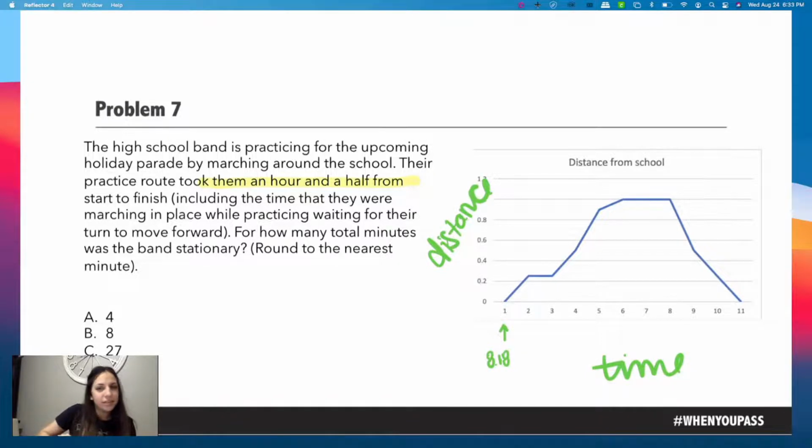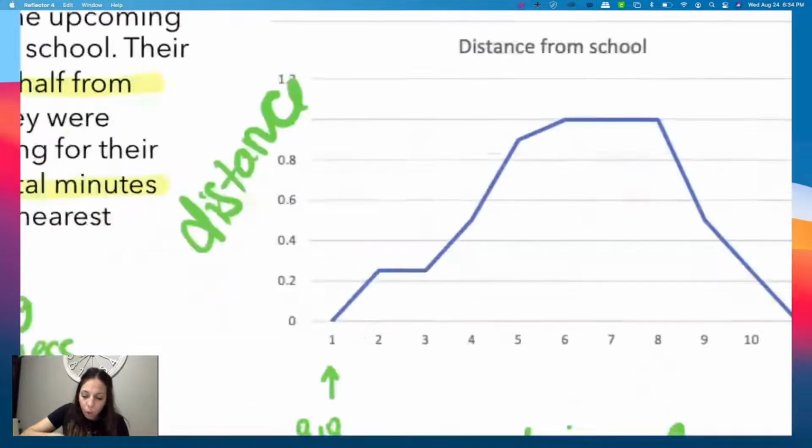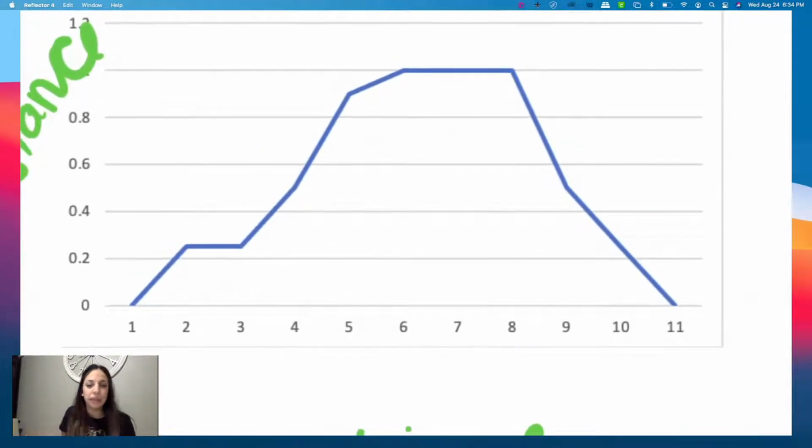The question this time is, how many total minutes was the band stationary? What does that word stationary mean? That word stationary means still, not making distance progress. However, they can still be marching in place. So at what points are they marching in place?